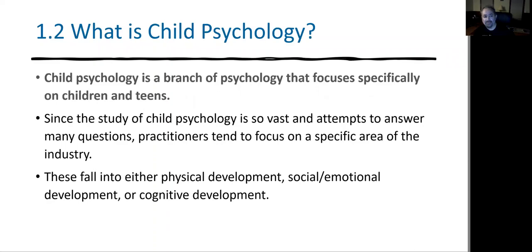What is child psychology? Child psychology is a branch of psychology that focuses specifically on children and teens. Since the study of child psychology is so vast, an attempt to answer many questions, practitioners tend to focus on a specific area of the industry. These fall into either physical development, social emotional development, or cognitive development. When I say cognitive development, basically it means intellectual development.